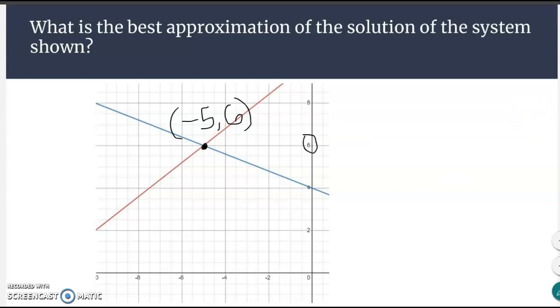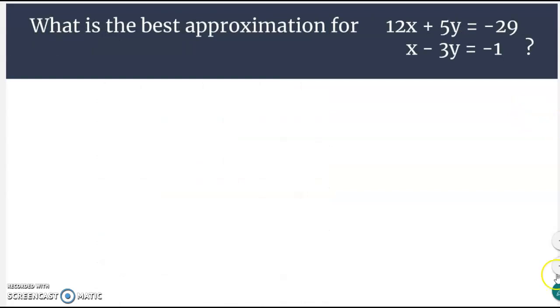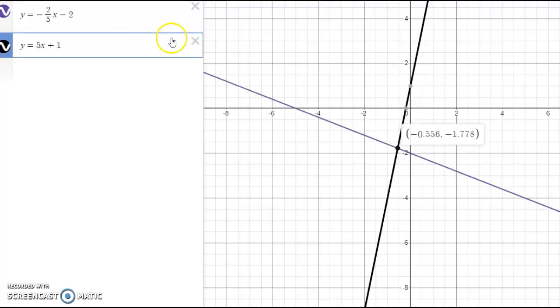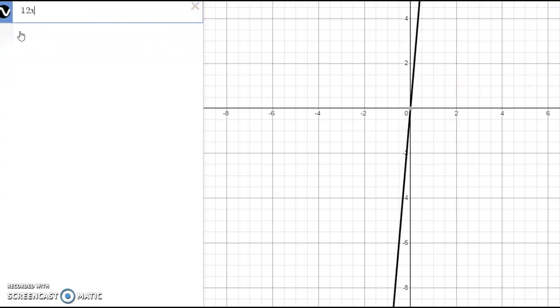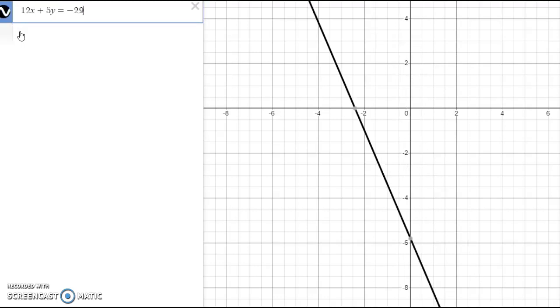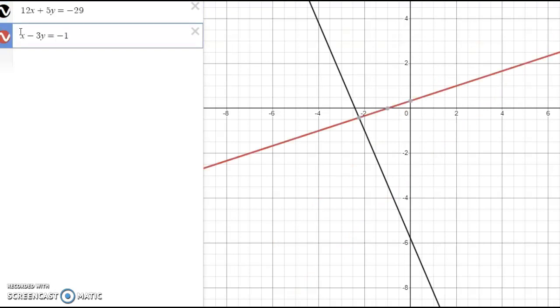All right, and let's try one more, the same type of problem here for Desmos. Best approximation, we'll round to the nearest whole number. 12x plus 5y equals -29, x minus 3y equals -1. Let's go back over here to Desmos and do that. We said 12x plus 5y equals -29, and the other one, x minus 3y equals -1. There we go. I see our point of intersection right here.